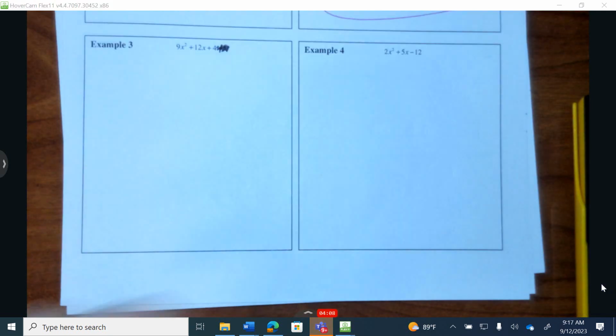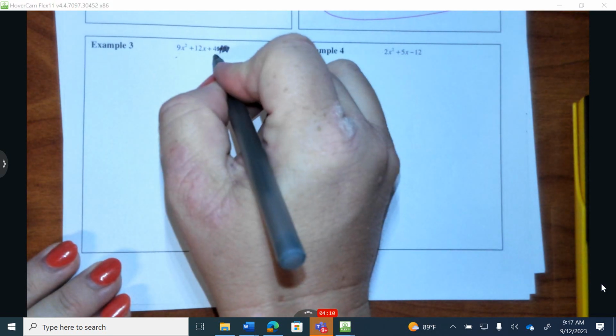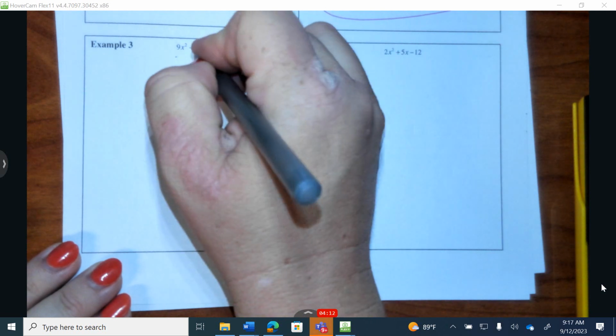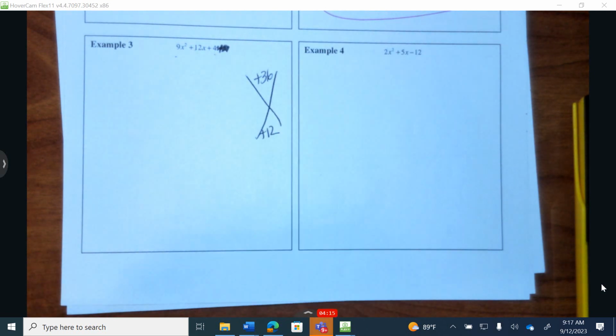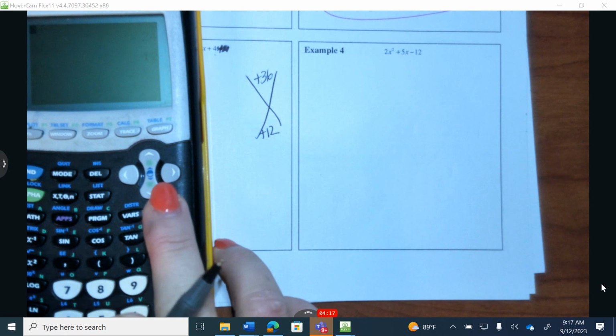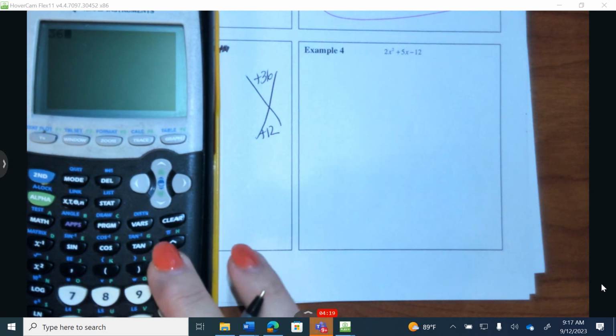Example number 3. So we have 9 times positive 4 is a positive 36. And our b term is a 12. And again, I'm grabbing the calculator, and if you know the number, awesome. I'm demonstrating how to get it.